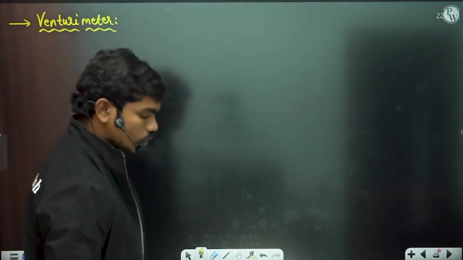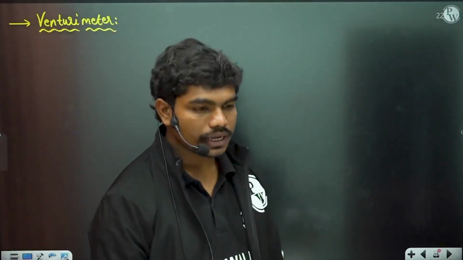Venturi meter. Okay, so let us see this Venturi meter. Have you seen any Venturi meter practically in labs or somewhere? Please type in the chat box. Have you seen any Venturi meters actually?